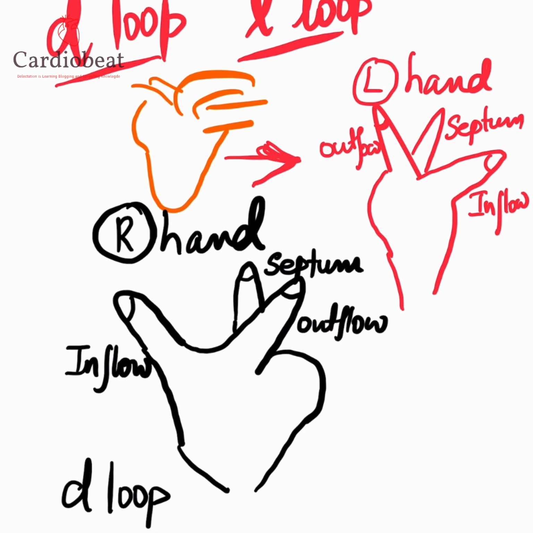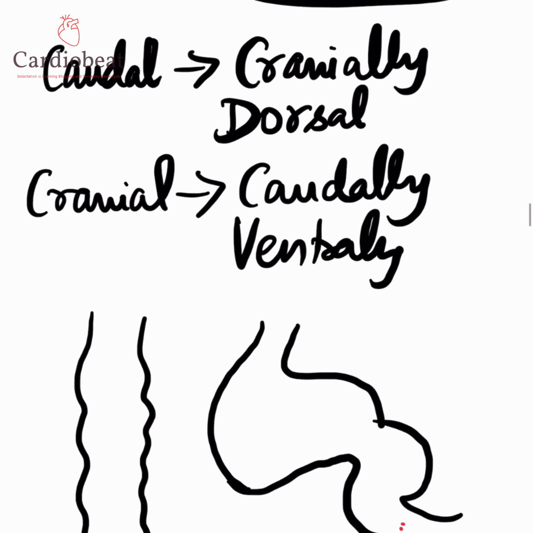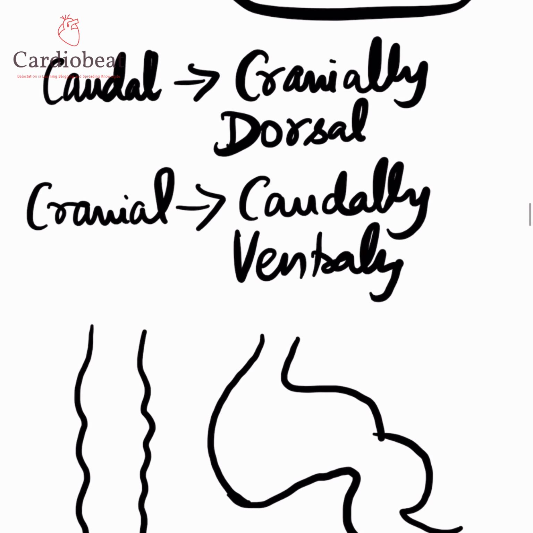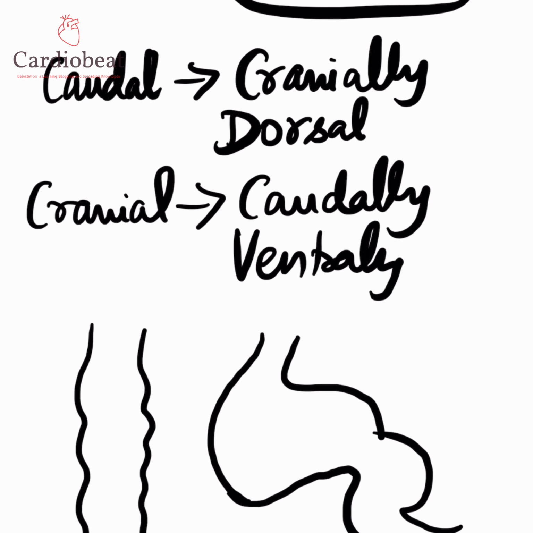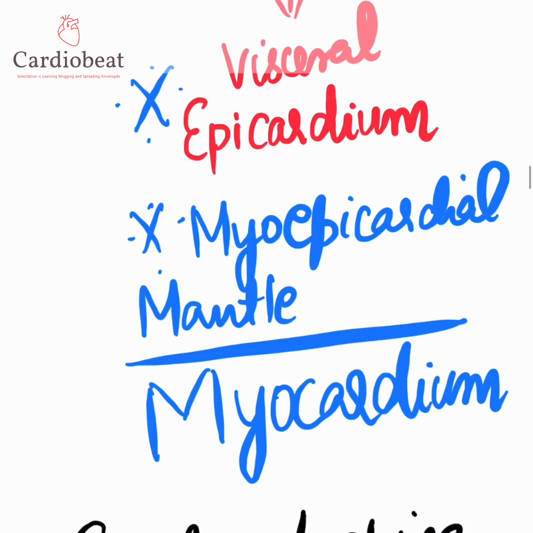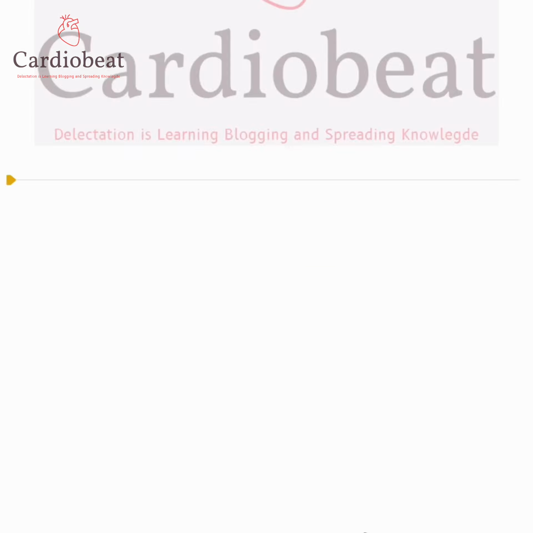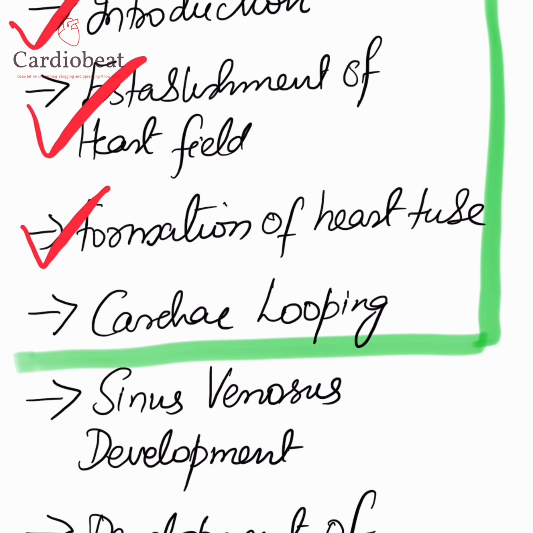So the normal looping is D-looping. A D-looped ventricle is the normal looping of the heart. Because of any anomaly leading to L-looped ventricles, there may be various orientation anomalies and outflow tract anomalies. So we have finally completed our fourth subtopic, which is cardiac looping.